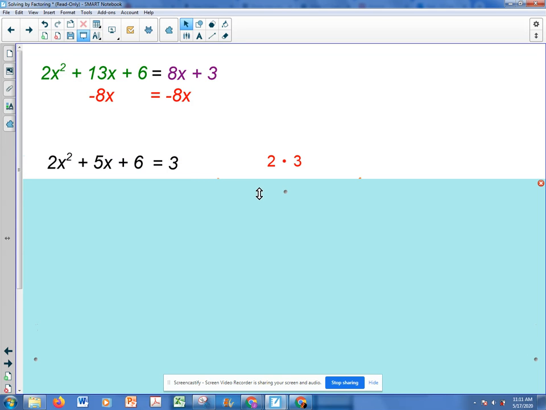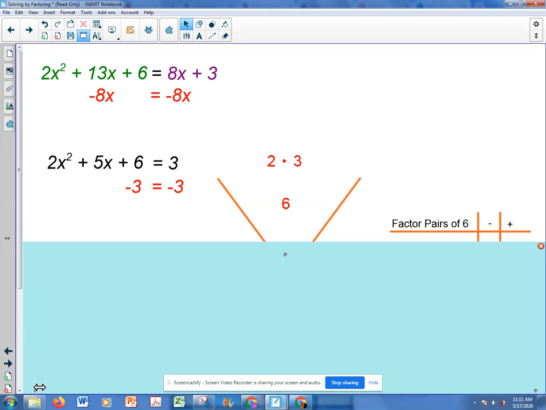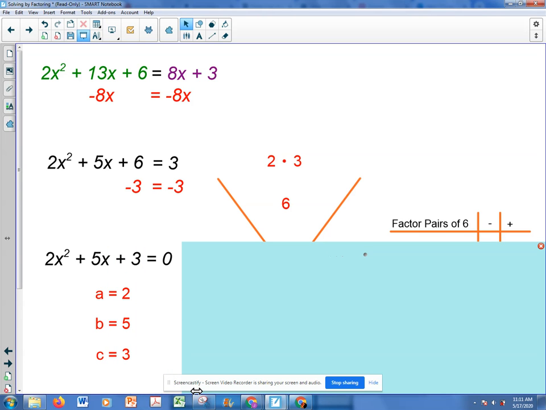And now what do I get? Okay, the 8x goes away. So I'm just left with a 3 on this side, yeah. And then 13x minus 8x gives me 5x. So I got 2x squared plus 5x plus 6 on this side. All right, I still have to get rid of that 3 on the right, so subtract 3 from both sides. Oh, here comes that X box thing. So minus 3 from both sides is going to give me 2x squared plus 5x plus 3 equals 0.